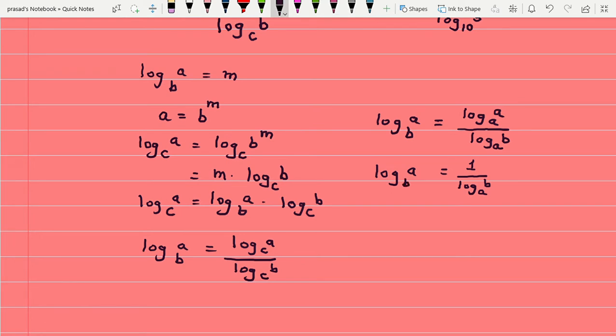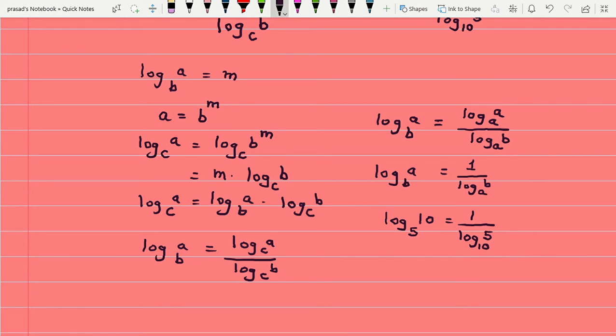So when it is log of a to base b, if I take the reciprocal, that b and a will get interchanged. It will become log b to base a. Take for example, if I have log of say 10 to base 5, then I can write it as 1 upon log, interchange these two, 5 to base 10.